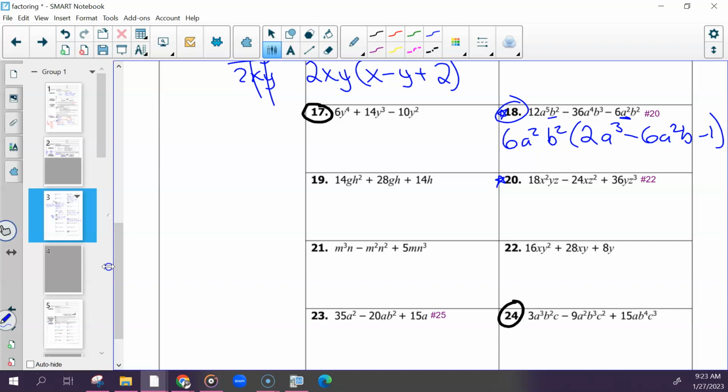So it looks like that should be able to be simplified more, but if you look at it, this one has 2, this can be divided by 2, but this can't. This has A, but this can't. This is only one B, so it is in its simplest form.